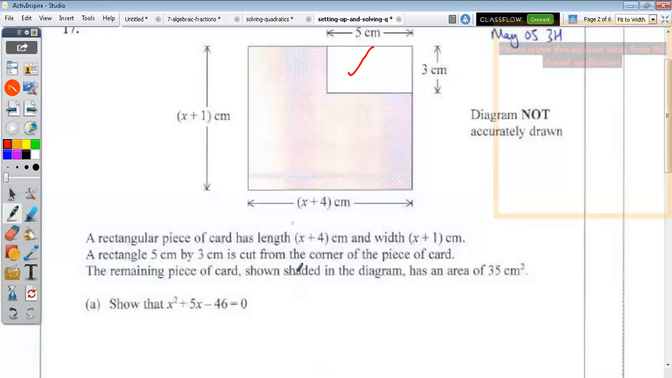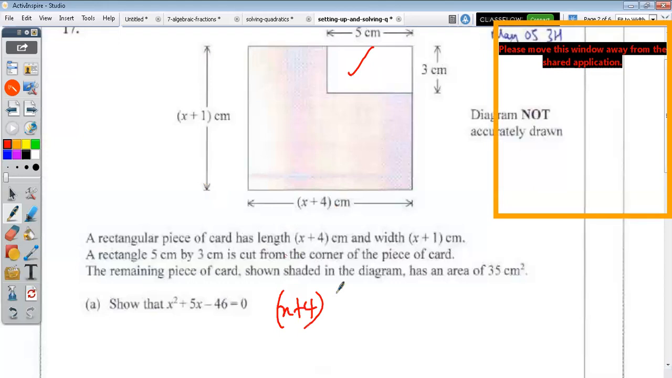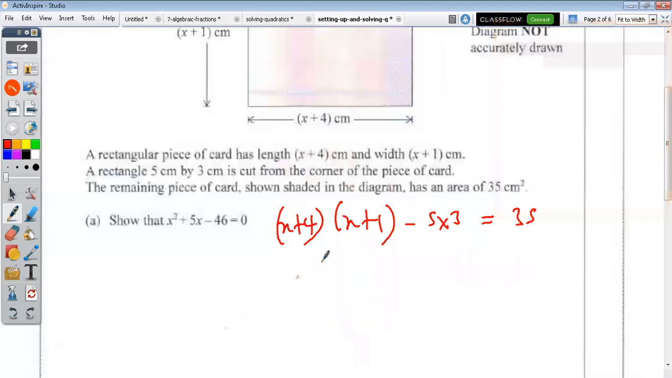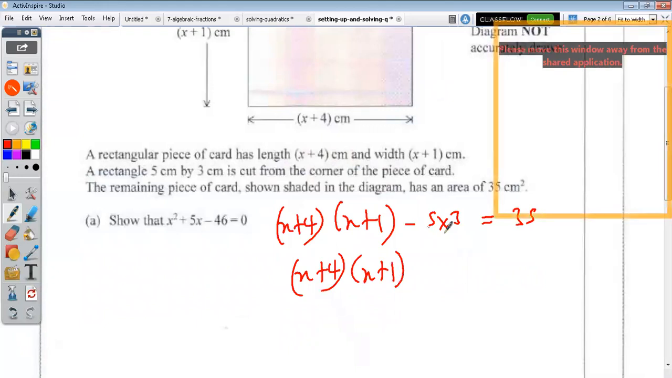So it means the area of this, but this is the width, so it's x plus 4. Multiply by the height, which is x plus what? Plus 1. Minus the area that has been taken away, do you agree? Which is 5 times 3. This remaining area is equal to, what is the area? The remaining has got an area of what? 35. Making sense? So x plus 4 brackets x plus 1 now minus 15 is equal to 35.